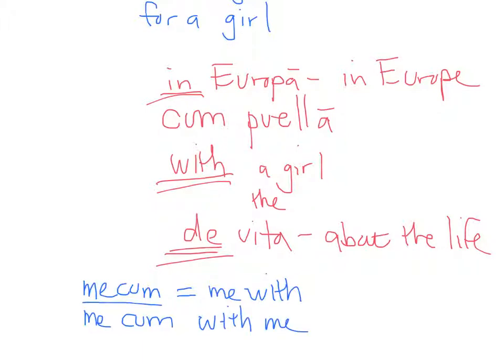So the example in the sentence might say, the girl was traveling me cum, but you would translate that as the girl was traveling with me. Even though the Latin word order is reversed from what English says, me cum, me with, you translate it obviously as good English, with me.